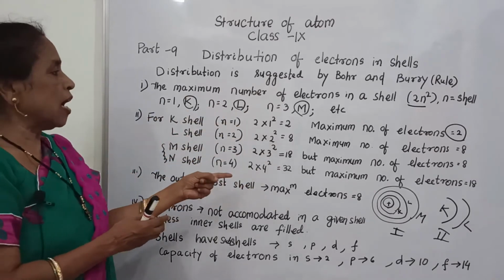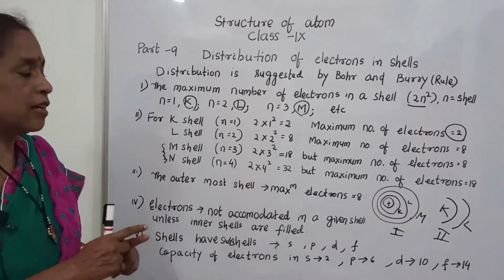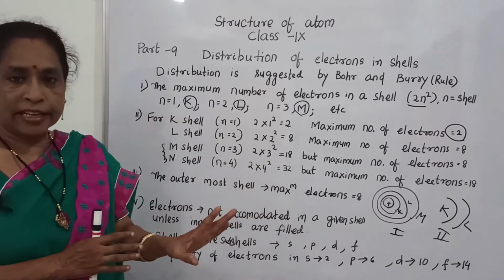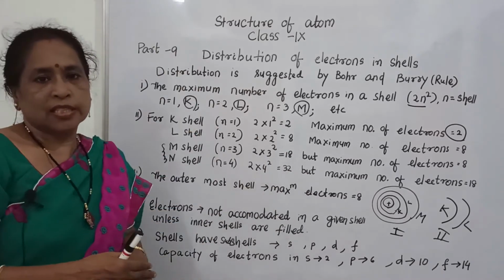Use the formula 2n squared and you will find the maximum number of electrons. The outer cell contains a maximum of 8 electrons, and the inner shell should fill first, then you go to the outer shell.